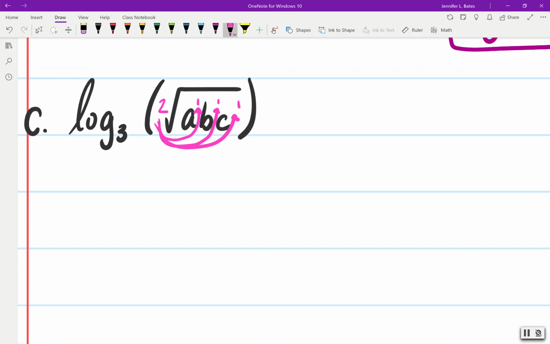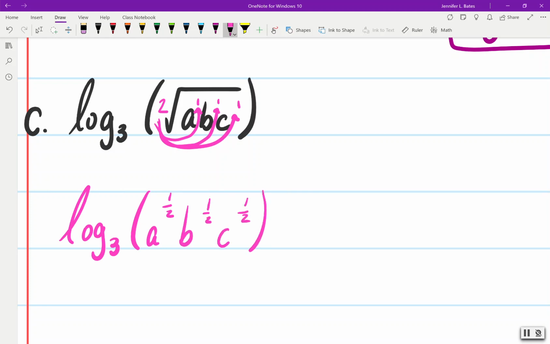So when we change forms, this is really log base 3 of a to the 1/2 power, b to the 1/2 power, c to the 1/2 power, because the 1/2 power is just the square root. Now that I've gotten rid of the radical, I've got 3 pieces in the argument that are getting multiplied. So when I want to expand this, I'm going to use property number what to write this as multiple logs? Show me on your hand, what property has pieces in the argument getting multiplied?